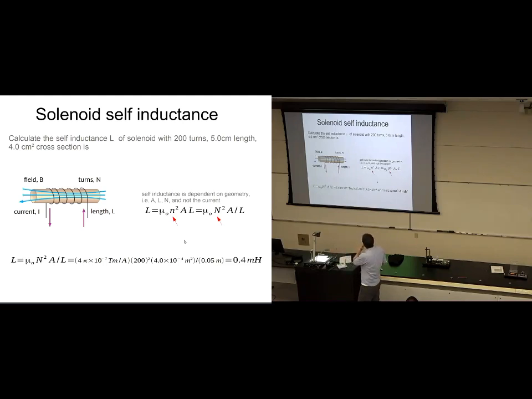So these 2 equations only differ in that one works in the language of the total number of turns of the solenoid, which is what we happen to be given. The other one works in the language of number of turns per unit length, which in this case we didn't happen to be directly given.